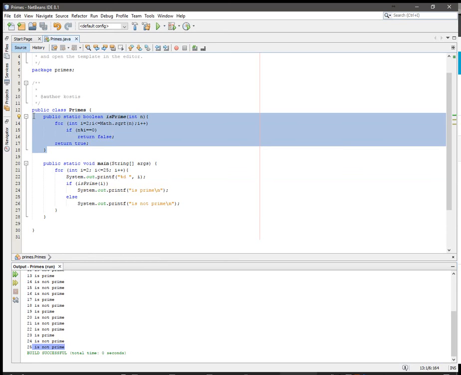Next up, we will write the sieve of Eratosthenes. It is a function that finds all the prime numbers less than or equal to a given number.